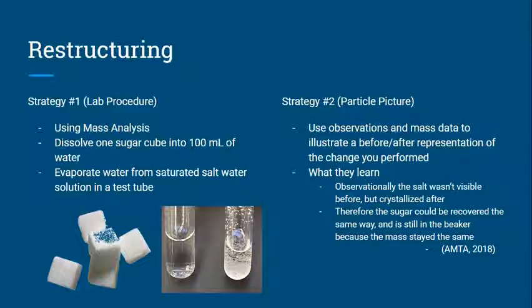So the students will put about 20 drops of saturated salt water into a test tube, get the mass of that system, and then using a Bunsen burner, they'll evaporate and drive off the water. It's a nice visual experiment. It leaves behind a bunch of white salt crystals at the bottom of their test tube. And then they put it back on the scale and they see that the mass has drastically gone down because the water has completely evaporated out of the tube.